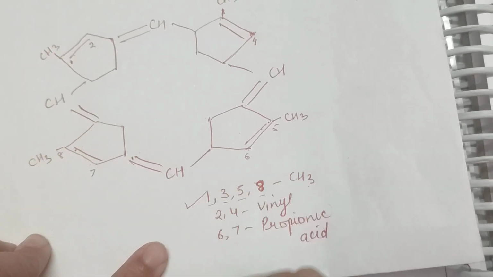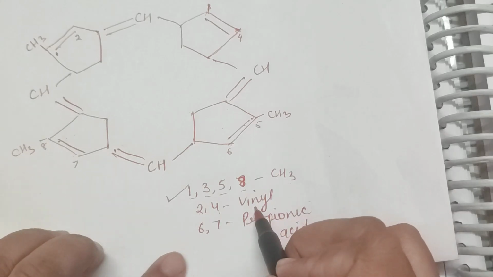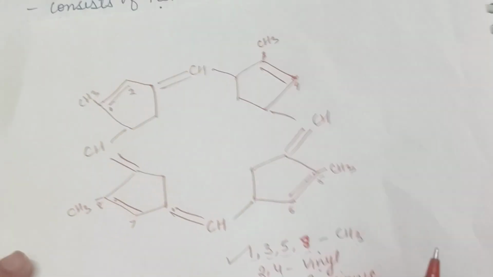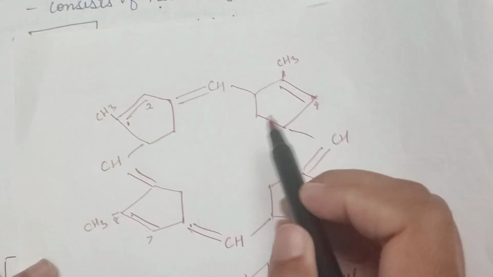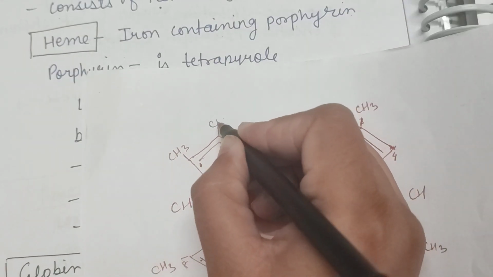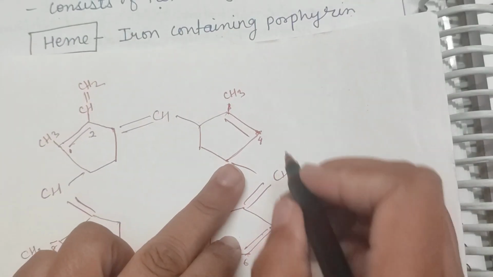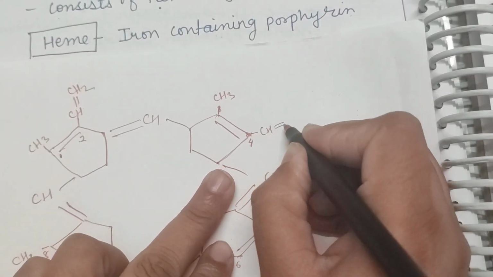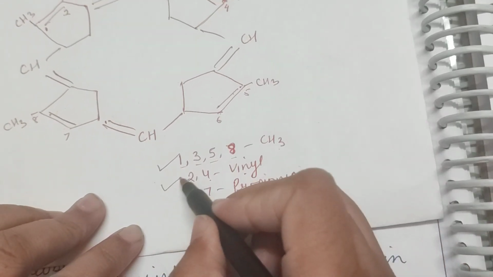Next step is the 2 and 4 positions. We have a vinyl group there. So where are the 2 and 4 positions? This is the 2 position and this is the 4th position. So let us attach a vinyl group, and again here a vinyl group. Fine, this step is also done.